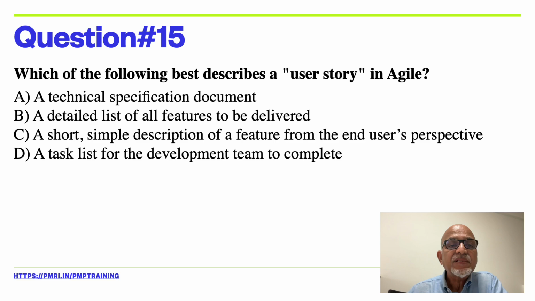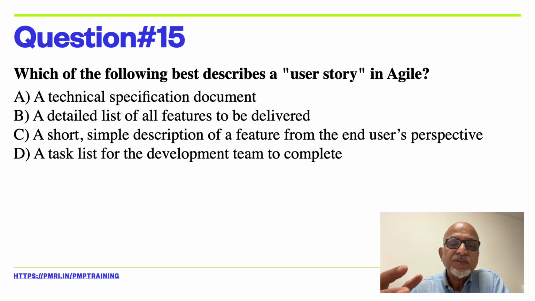Which of the following best describes a user story in Agile? Option A, a technical specification document. Option B, a detailed list of all features to be delivered. Option C, a short, simple description of a feature from the end user's perspective. And option D, a task list for the development team to complete. So option C is a short, simple description of a feature from the end user's perspective.